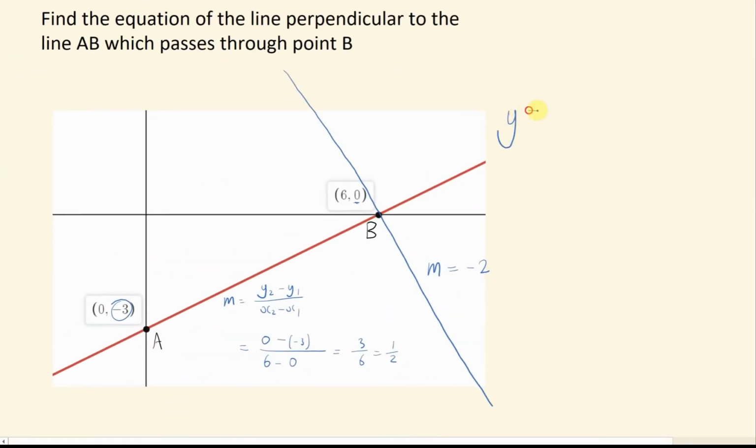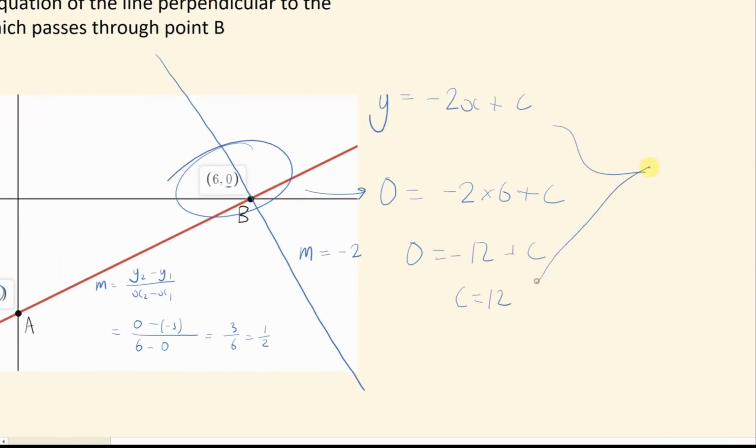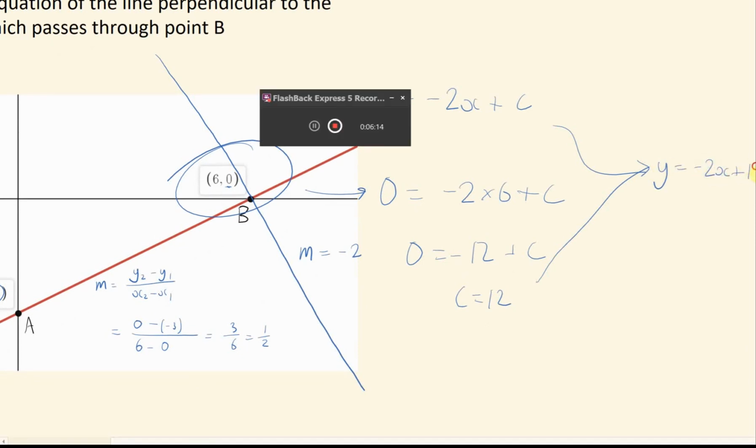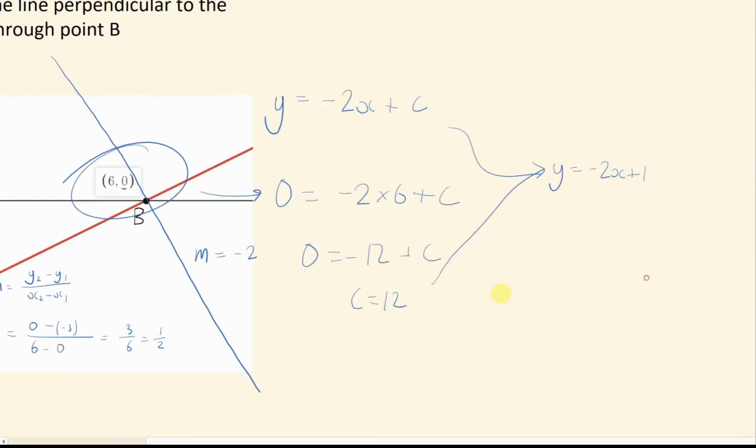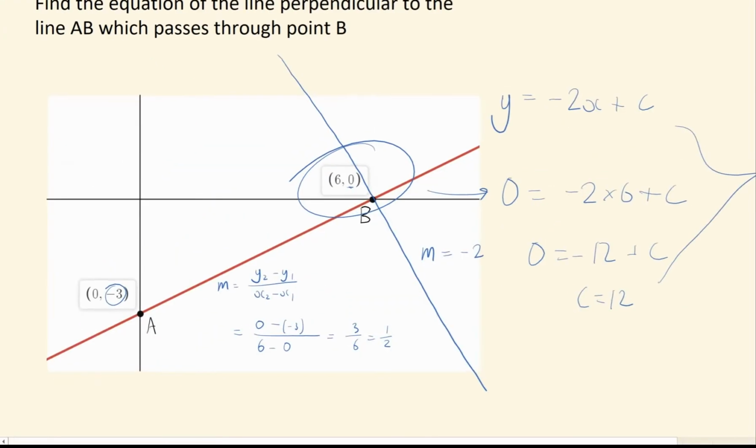So we can now write that down in the form of y equals mx plus c. To work out plus c, we need a point that this line goes through, and we're told it goes through the coordinate 6, 0. So plugging that in will allow us to work out what c is, and it can be seen that c is 12. So therefore the equation of this line is going to be y equals minus 2x plus 12.